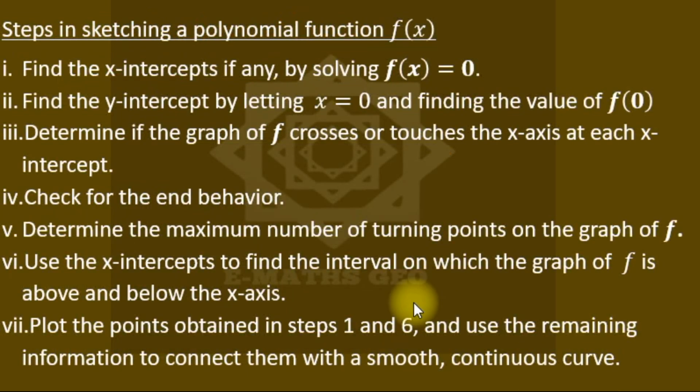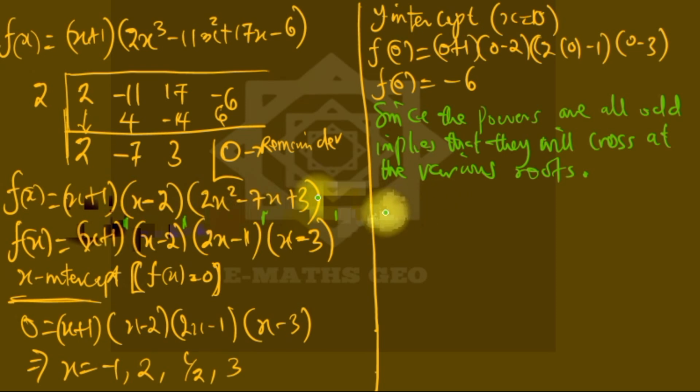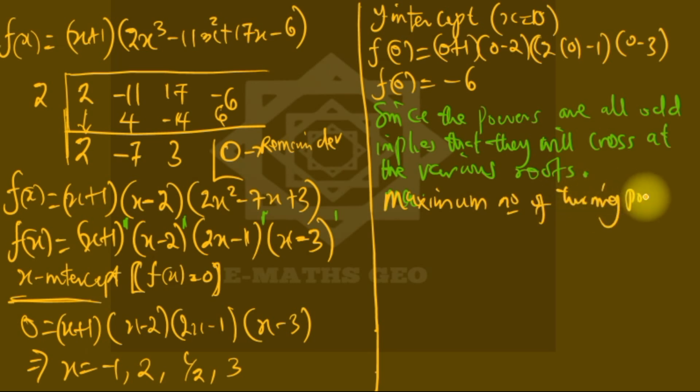So the next one is to determine the maximum number of turning points on the graph of f. The maximum number of turning points is always n minus 1. This is just the maximum number of times that the polynomial will turn.